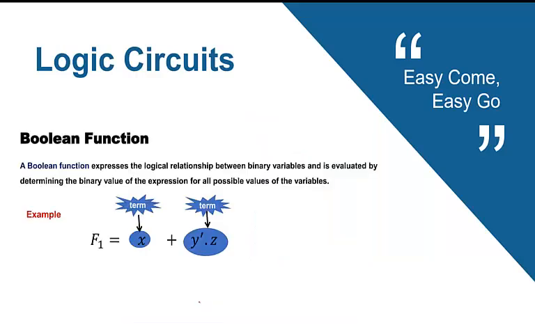In the second part of this experiment, we are going to talk about Boolean function. A Boolean function expresses the logic relationship between binary variables, and it is evaluated by determining the binary value of the expression for all possible values of the variables. For example, we have here the output F1, and this is the first term, and this is the second term. The second term has an AND gate, and between the first and second term we have an OR gate.